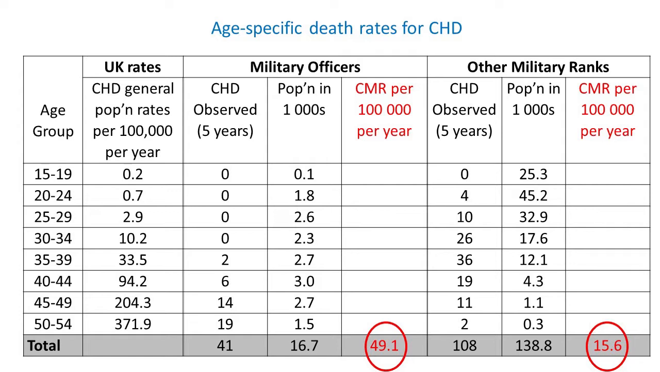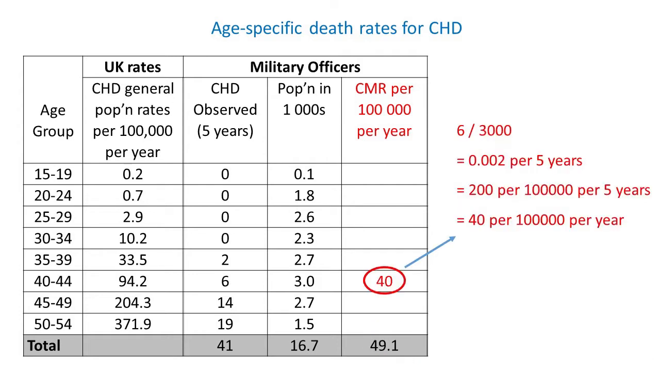Age-specific death rate is calculated the same way as we calculate crude death rate. However, we do this calculation for each age group instead of the total population. As an example, let's calculate death rate for military officers in the age group of 40 to 44.